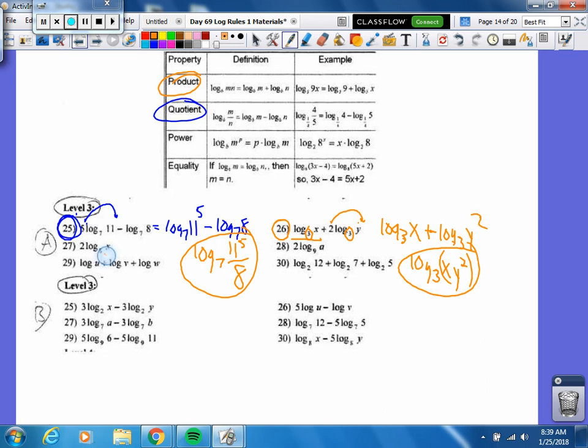Now try all of level 3, A and B, check the answers down on the bottom. Raise your hand if you have any questions throughout the entire process.